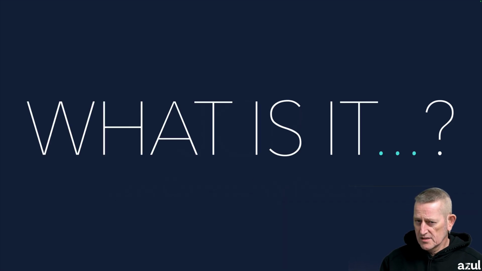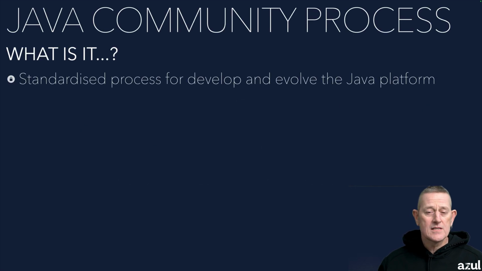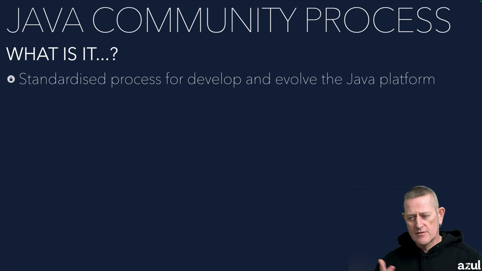Because not everybody knows what it is, and it's a quite old process, which absolutely makes sense. So let's dive into it. So what is it? What is the JCP, the Java Community Process? It's a standardized process to develop and evolve the Java platform. You have to let that sink in a little bit, because that means this process is somehow responsible for developing and evolving the Java platform. And that's a quite powerful process, right?